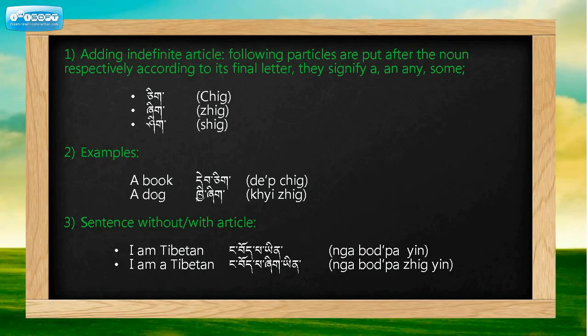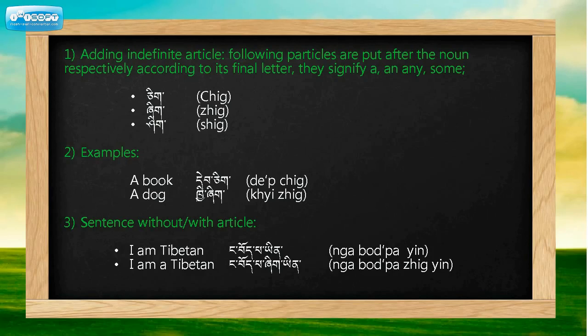Now, let's look at some examples. How do you say a book? In Tibetan, for book, it's thep. So when you say a book, it's thep chik. In Tibetan, for dog, it's ki. So how do you say a dog? Ki shik. After following these two examples, you can add chik or shik, these indefinite articles, to the new words that you learn in following chapters.